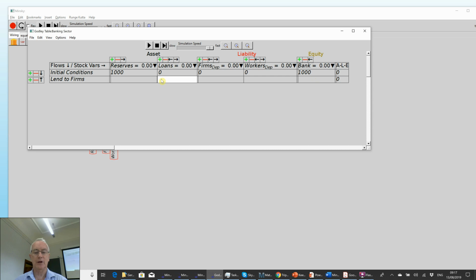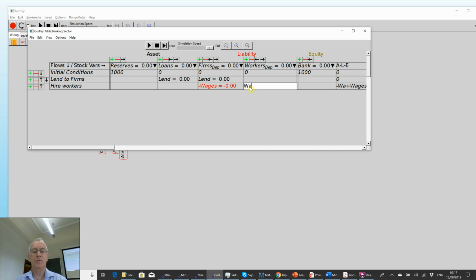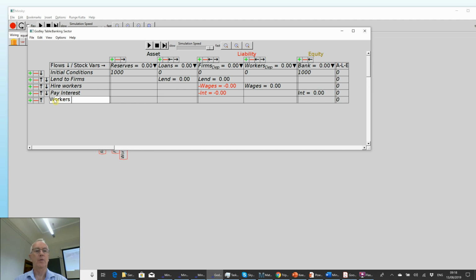So that means this is going to be, again, to make it simple, I won't include the possibility of lending to other organisations. It's just the word lend is fine. And then hire workers. So that's going to be wages coming out of the firm sector and going into the bank account of the workers. You've got to pay interest, so that's interest coming out, minus int, out of the firm's account and INT going into the bank's equity.